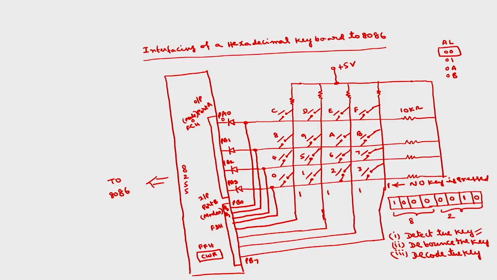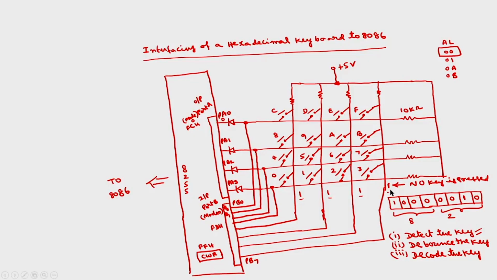Okay. Here there is no connection at the intersection. Let us assume that there are no connections. Connections will be represented by a thick dot. Here there is no thick dot, so there is no connection at these junctions. So, if no key is pressed, these 4 bits will be 1 1 1 1, because the 5 volts, after some drop across this resistor, will come to these columns, thereby you will get 1 1 1 1 here.